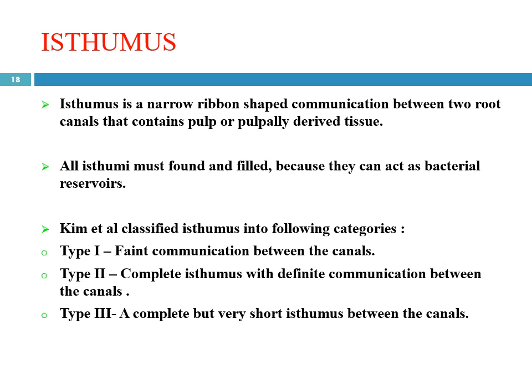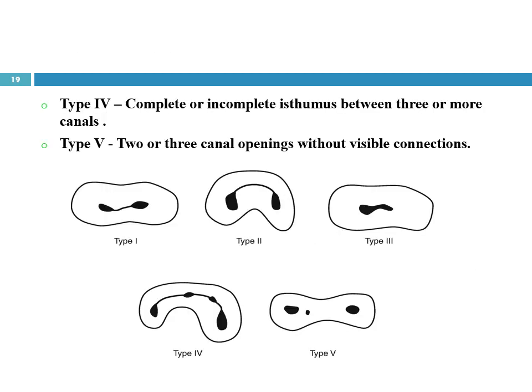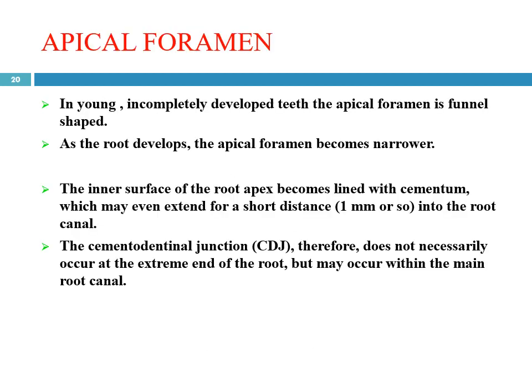they can act as bacterial reservoirs. Kim was the one who divided these canal isthmuses into the following categories: type 1 wherein you have a faint communication between the canals; type 2, complete isthmus with definitive communication between the canals; type 3, a complete but very short isthmus between the canals; type 4, wherein you're going to have a complete isthmus between three or more canals; type 5, two or three canal openings without visible communication. So this is the representation of the isthmus classification.